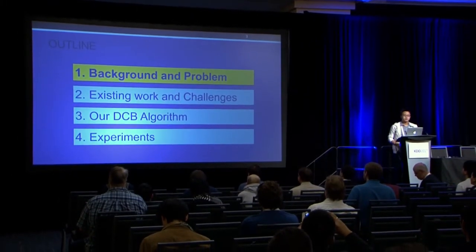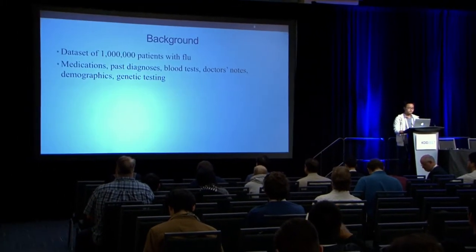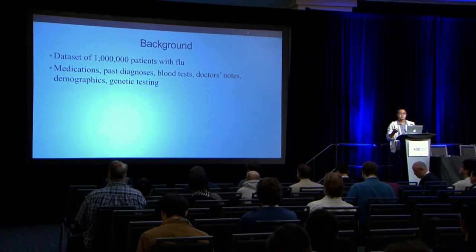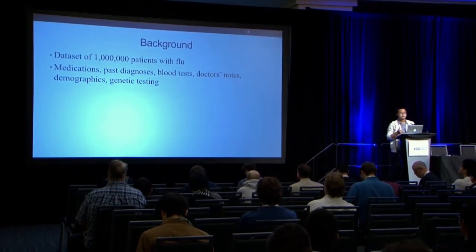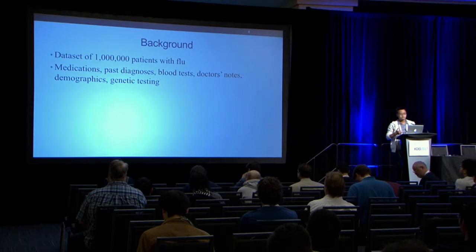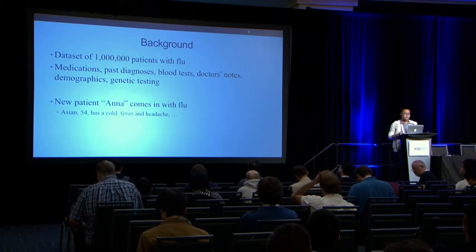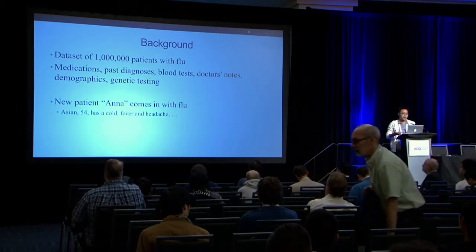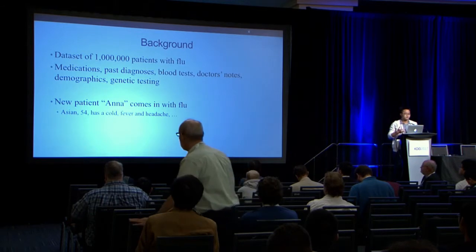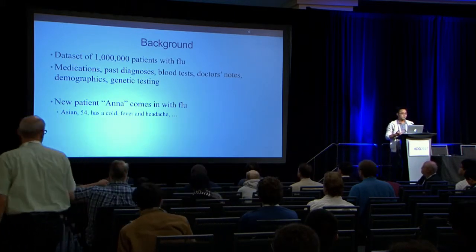First, I will give the background before introducing the problem. Imagine that we have a data set of 1 million patients. For each patient, we have their medications, test diagnosis, demographics, and many other features. Now we have a new patient, Anna. We know some features about Anna. We know Anna is Asian, 54 years old, has a cold with flu.